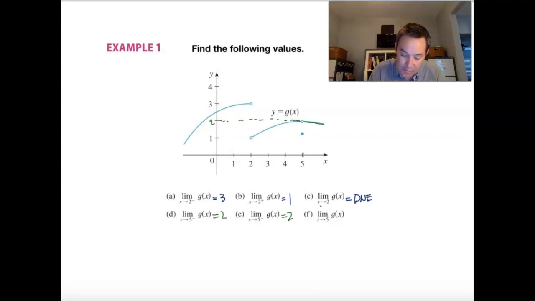Now, I don't care that there's a hole here, and it's actually defined such that f of 5 equals 1 here. That doesn't matter because when I'm just looking at limits, I don't care what's going on at the limiting value. I care what's going on as we approach the limiting value. And in this case, as we approach 5 from the left, our g of x values approach 2, and as we approach 5 from the right, our g of x values approach 2. So in that case, overall, we can say that the limit of g of x as x approaches 5 is 2.